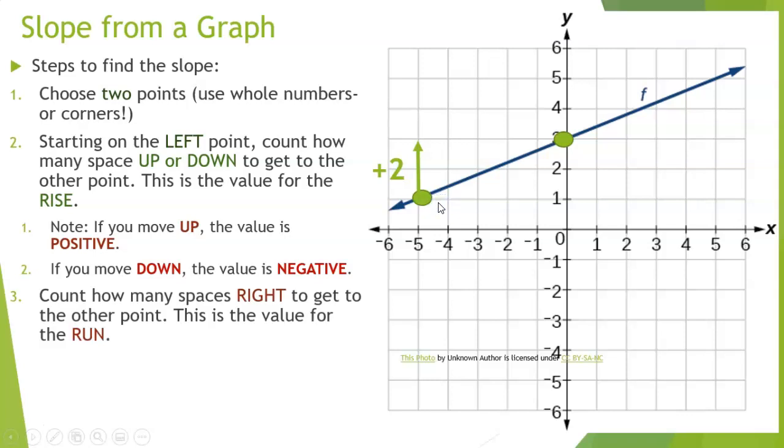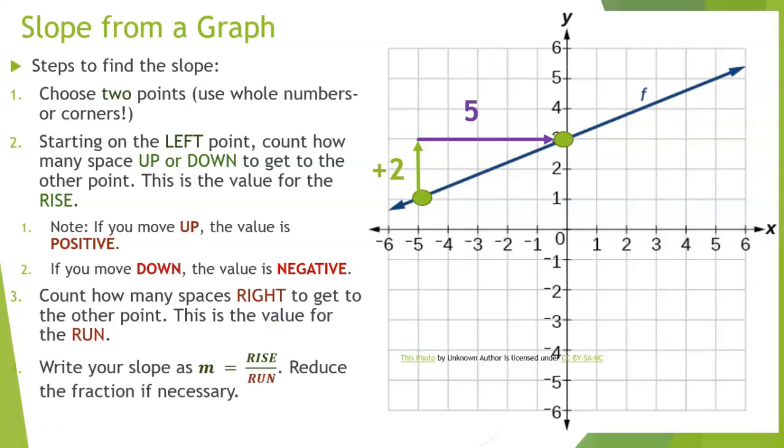Now I want to count how many spaces to the right to get to the other point. In this case, that's 5. I count 5 spaces over to get to the point. So 5 is my run. My rise, how much up and down I need to move, is a positive 2, and my run is 5. So my slope is always written as rise over run, how many up or down, divided by how many left or right. And then I will reduce the fraction as necessary.